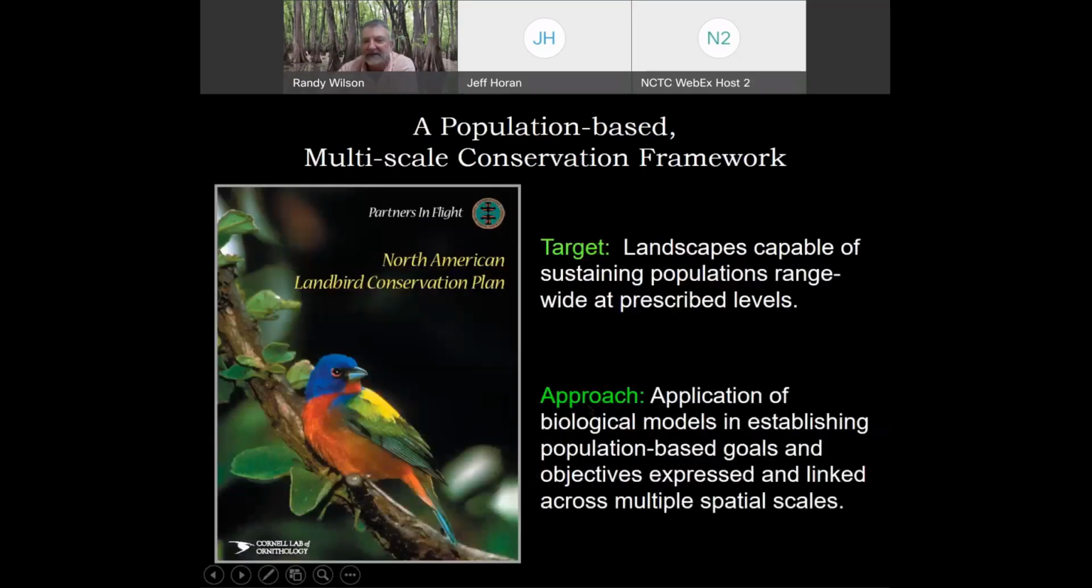We see this embedded in the Partners in Flight National Plan, where the target is landscapes capable of sustaining populations at range-wide levels. It's through the application of different biological models that link our population goals to our habitat objectives at multiple spatial scales. So this shouldn't be too much of a surprise for most folks who have paid attention or are living in the Partners in Flight arena.